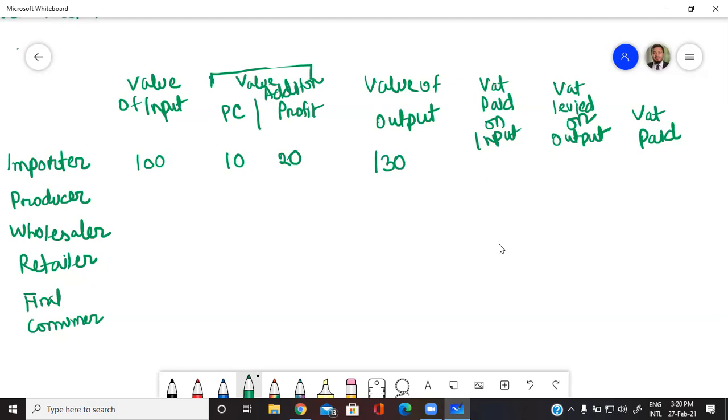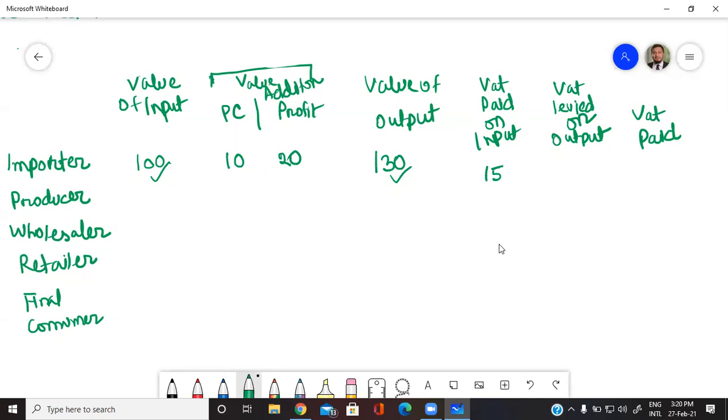130 taka. So if the importer is supposed to pay VAT 15%, on which price will he pay VAT when he imports his raw material? 100, because it is his input. His input is 100 taka, so that input VAT should be on 100 taka. So it should be 15.